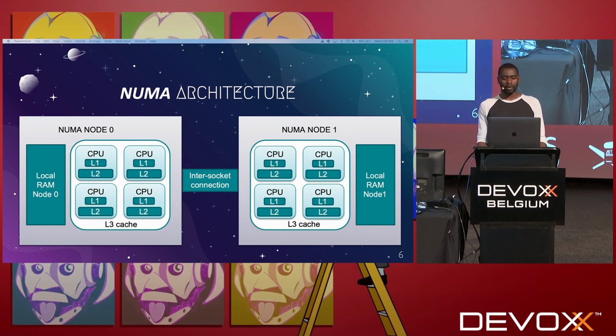So in this example, we have two nodes, node 0, node 1. Each node has 4 CPUs. Each CPU has an L1 and L2 cache and an L3 cache shared between all the CPUs in the node. And the RAM is split evenly between the two nodes.